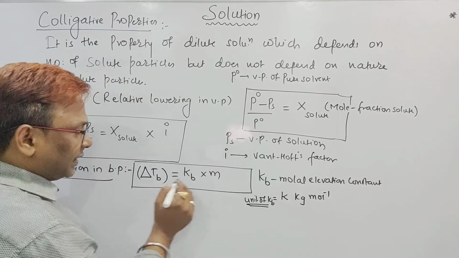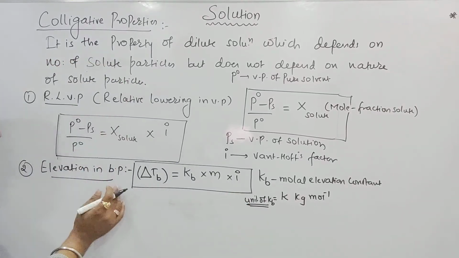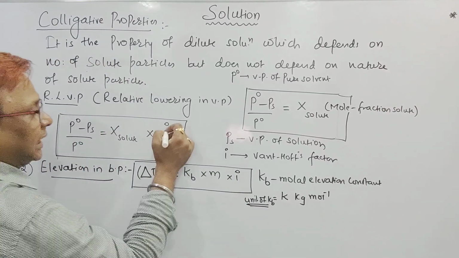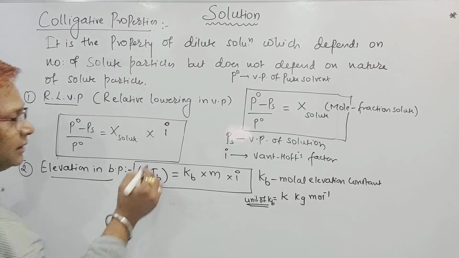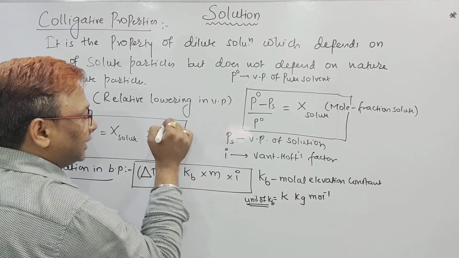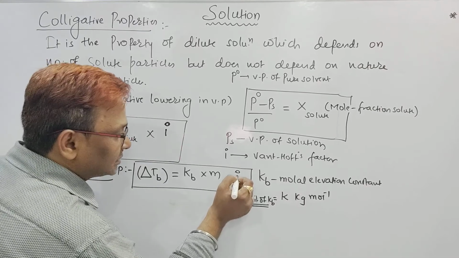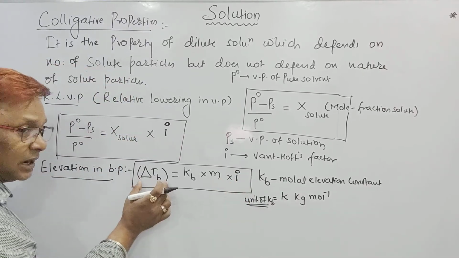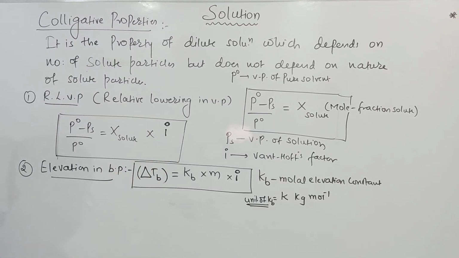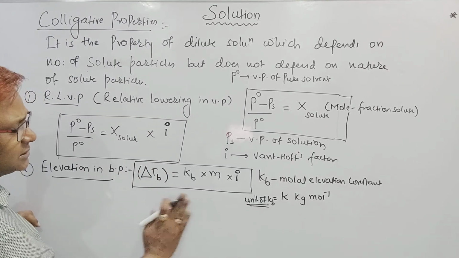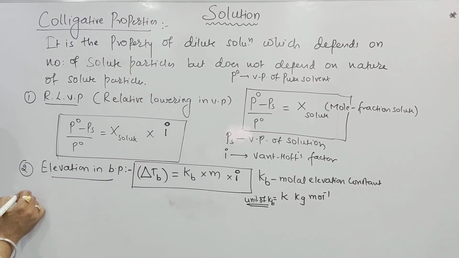Now, if it is multiplied with i, what is that? As the value of i increases, delta TB increases. As the value of i increases, RLVP increases. Is it clear, beta? I repeat, as the value of i increases, (P0 minus PS) by P0 value increases. As the value of i increases, delta TB increases, means elevation in boiling point increases. Is it clear? We have more detailed parts, beta. I am going to give a small explanation about this from an exam point of view.